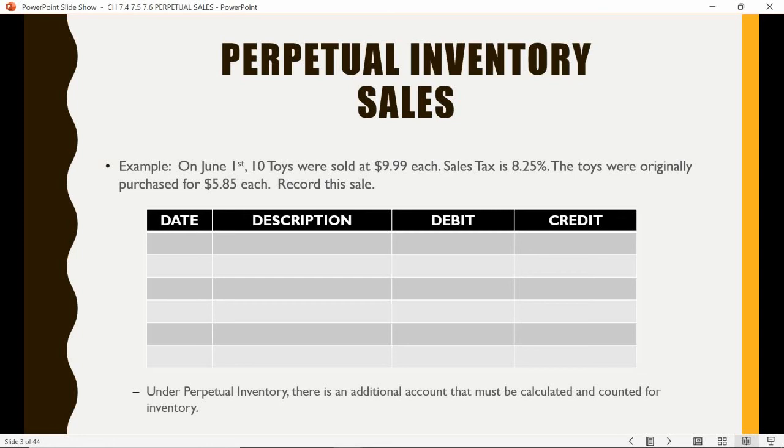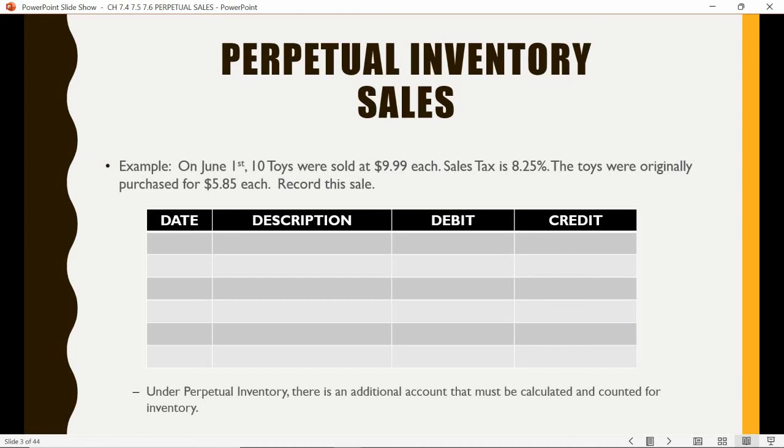Record this sale. So in this case, I have an extra piece of information. In my books here, I am selling it at $9.99. However, it cost me $5.85. So in this case, we have our selling price and we have our cost, right?